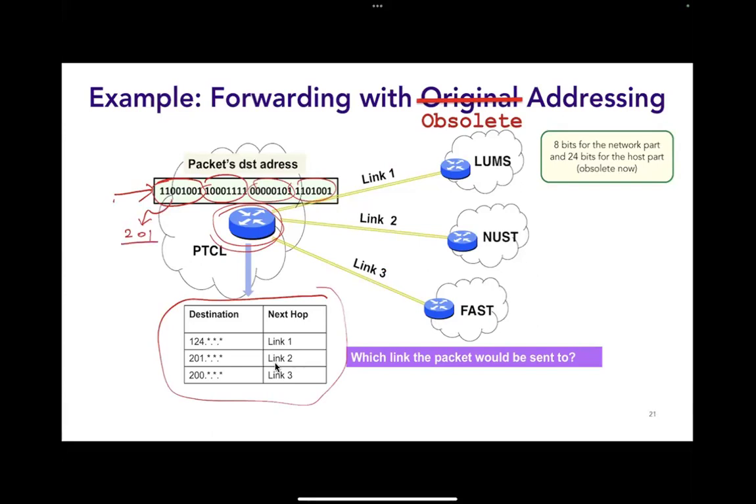Okay, so with obsoleted classful routing, in which the first 8 bits are for the network part, you will look only at the first 8 bits, which represent 201. So this will match the routing table entry, which is given by this. So this packet, which contains this destination IP address, will be forwarded towards link number 2.